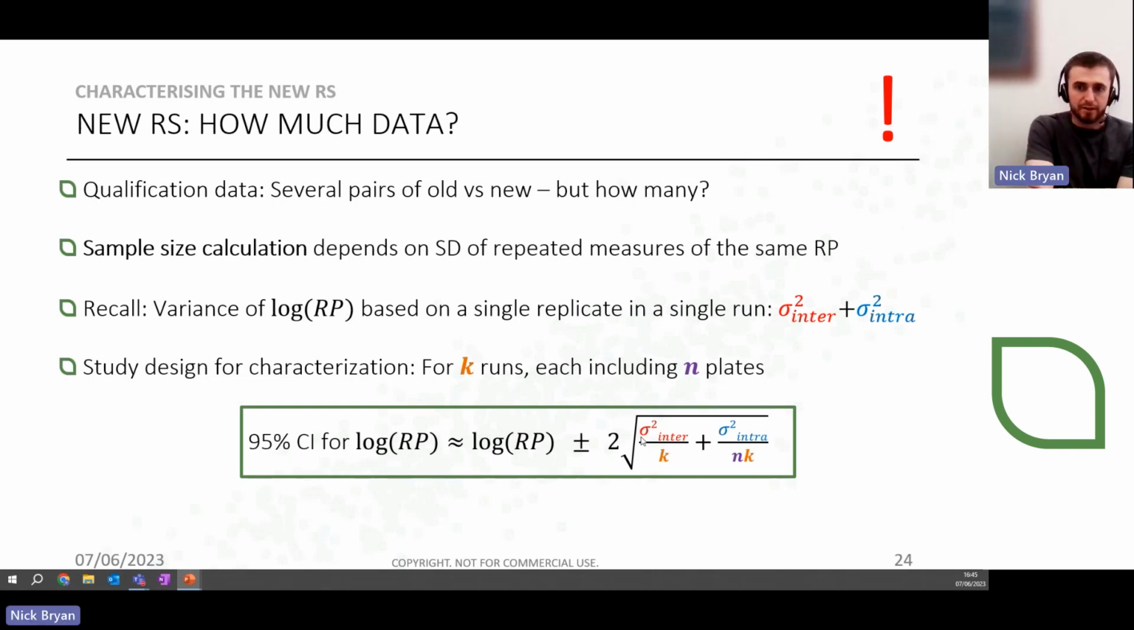The formula that we see here is essentially an approximation. This approximation is recommended by the USP. It's given by this log relative potency value, which is our mean log relative potency, plus or minus 2 times the square root of this variance calculation, depending on the number of runs and the number of plates.